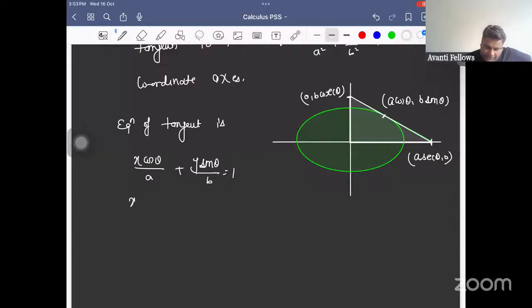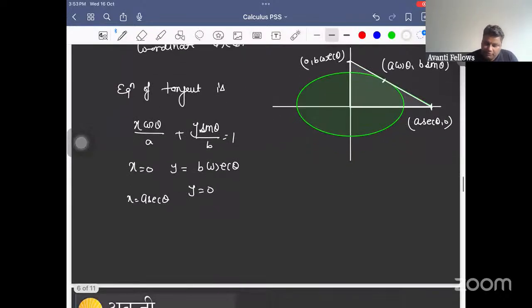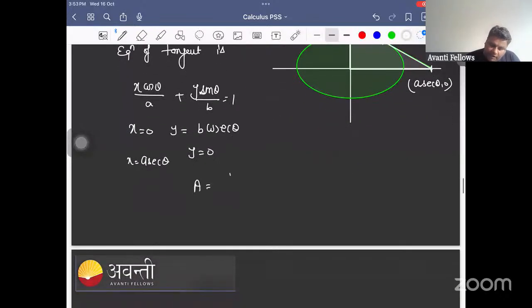Because if you put x equals to 0, you get y as B cosec theta. And if you put y equal to 0, you get x as A sec theta. So with this, I got x intercepts and y intercepts. So area of the triangle is what? Half of base into height. Base is A sec theta. Height is B cosec theta. Am I correct? So it is AB upon 2.